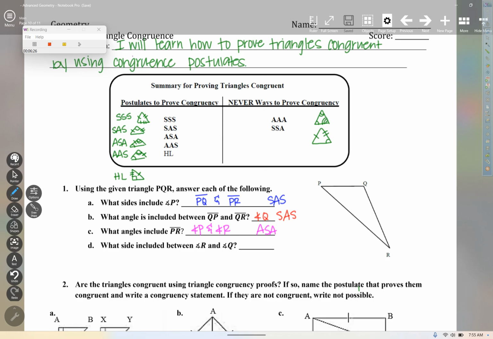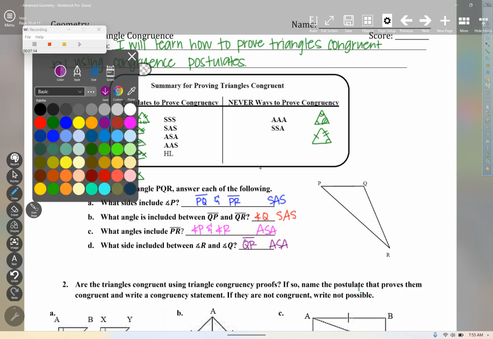Okay, so there are specific things that we can mark on a triangle. But first, it's just important to understand how to mark things and then how to walk around your triangle to figure out what congruency statement it is.